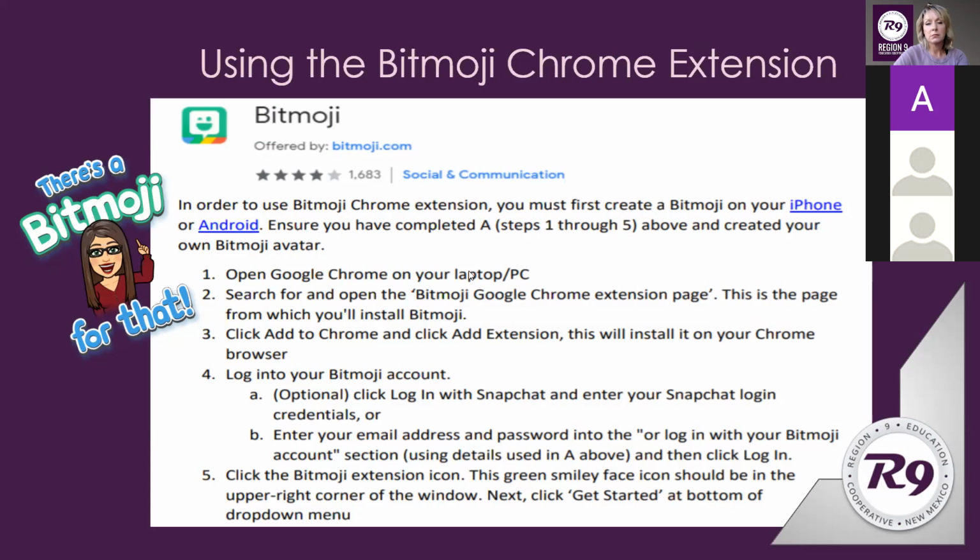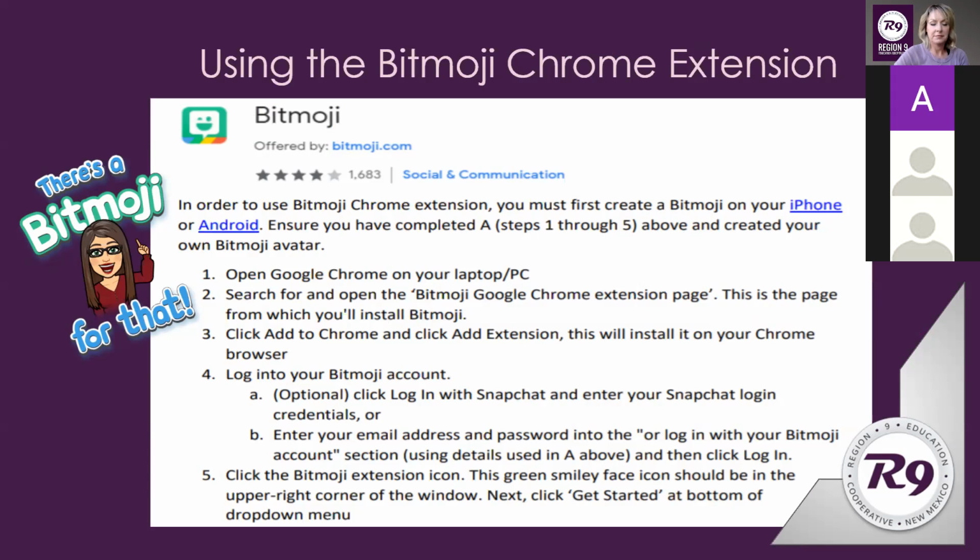I'm going to walk you through the steps and then show you the steps so that it's easy to do. To add the extension to your computer, you'll open your Google Chrome extensions, the extension store where you download all of your extensions. In the search bar, type Bitmoji Google Chrome extension. It will pop up where you can download that extension and add it to Chrome. It's going to install that into your browser.